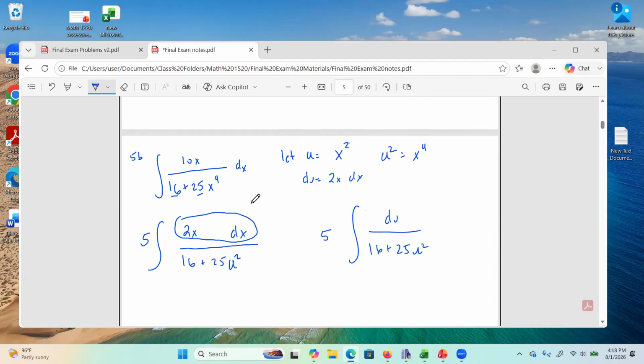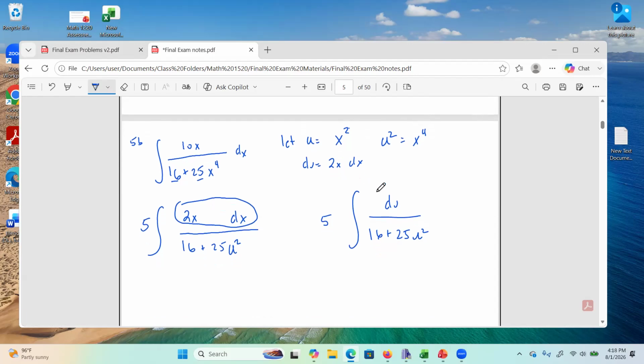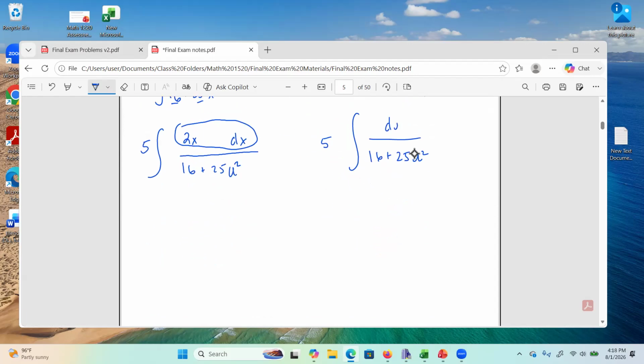Now, I don't have a square root, but I do have a squared thing. This is still reminding me of triangles because I've got an a squared plus b squared kind of thing going on here. So let's see what happens. If I make a little triangle, we've got 4, and here we're going to have 5u. Here's my theta, and this is going to be the square root of 16 plus 25u squared.